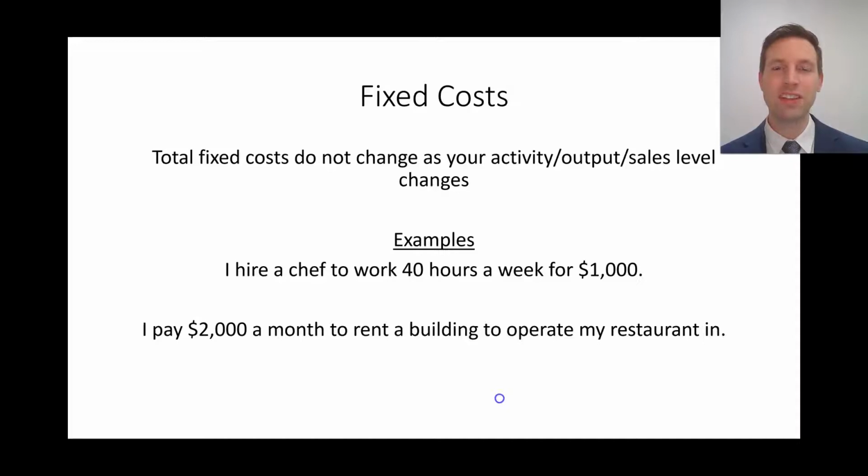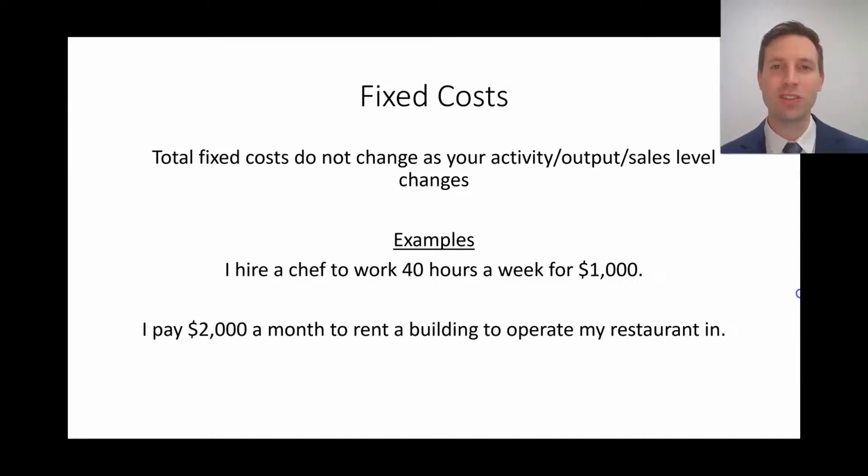A fixed cost is a cost that does not fluctuate as your business activity levels change. That is, if you sell more products, the cost will not increase, it will stay the same. It is a fixed cost. An example of a fixed cost for a restaurant would be the salary of a chef. If I'm going to pay the chef of my restaurant $1,000 a week, I'm going to pay them $1,000 a week regardless of if I have one customer or 1,000 customers come into my restaurant. The cost is fixed at $1,000 regardless of the volume of production that I have.